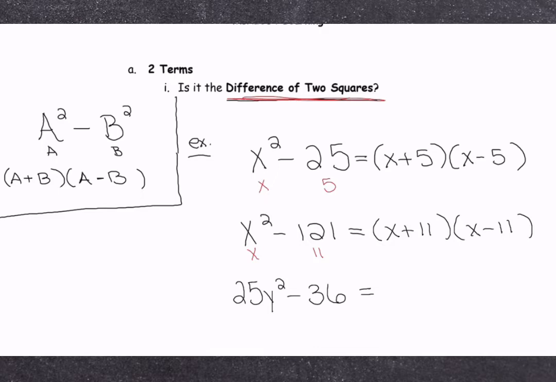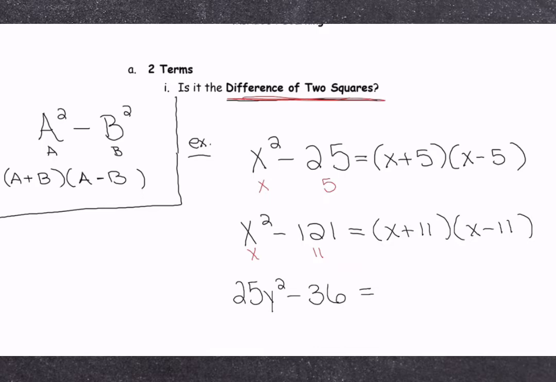Is there a GCF between 25 and 36? Is there a number that can be divided evenly into both of these? No. The only things that go into 25 are 5 and 25, and 5 does not go into 36. So no GCF. How many terms do I have? 1, 2. So that's why I'm using my techniques for 2 terms.